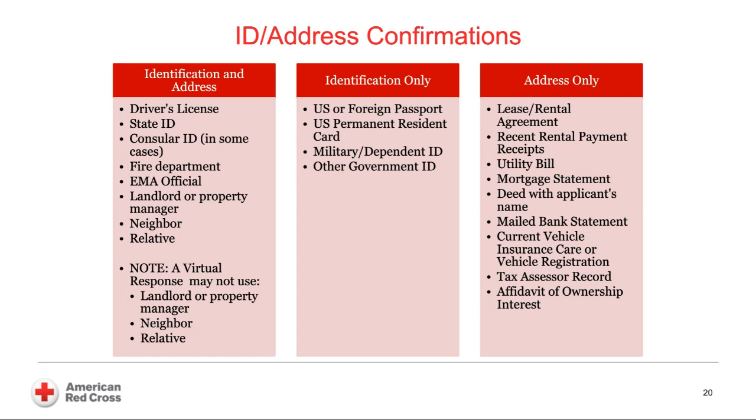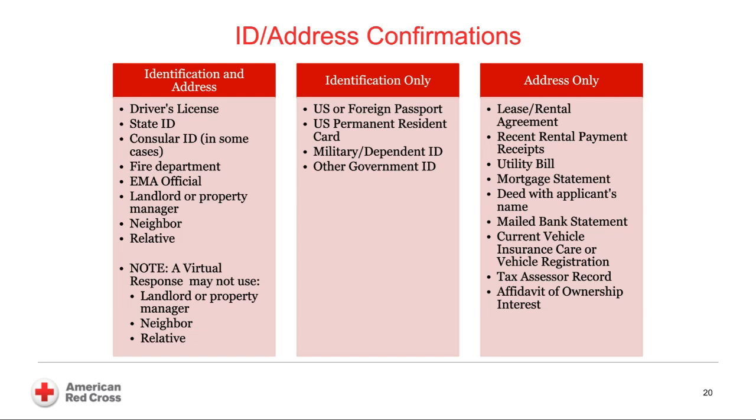However, during a virtual response, we cannot use a landlord, property manager, neighbor, or relative for confirmation of ID and address. In that situation, you would have to either dispatch 2 DAT responders to the scene, or confirm that ID and address using the documents on the next 2 columns. So if the client does have the ID and address documents that we have listed in that first column, then they're good to go. So next we move to identification only.